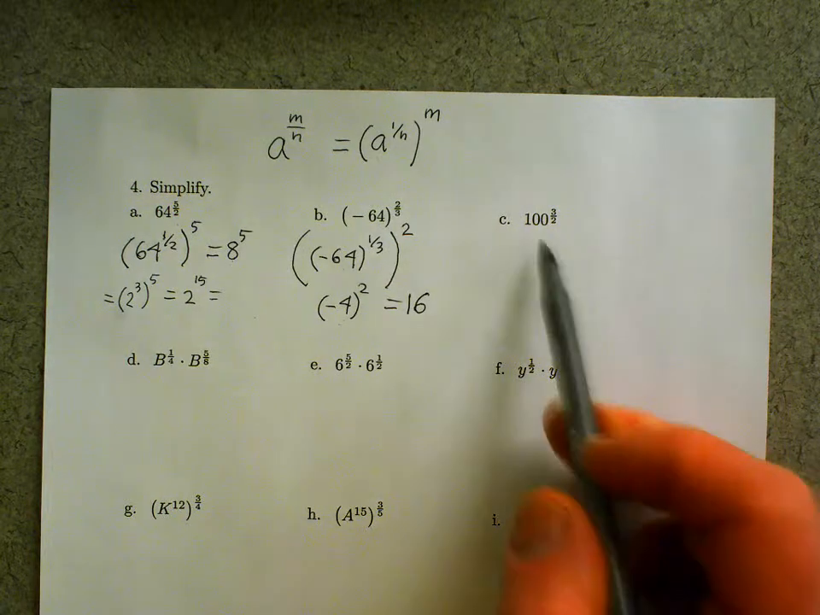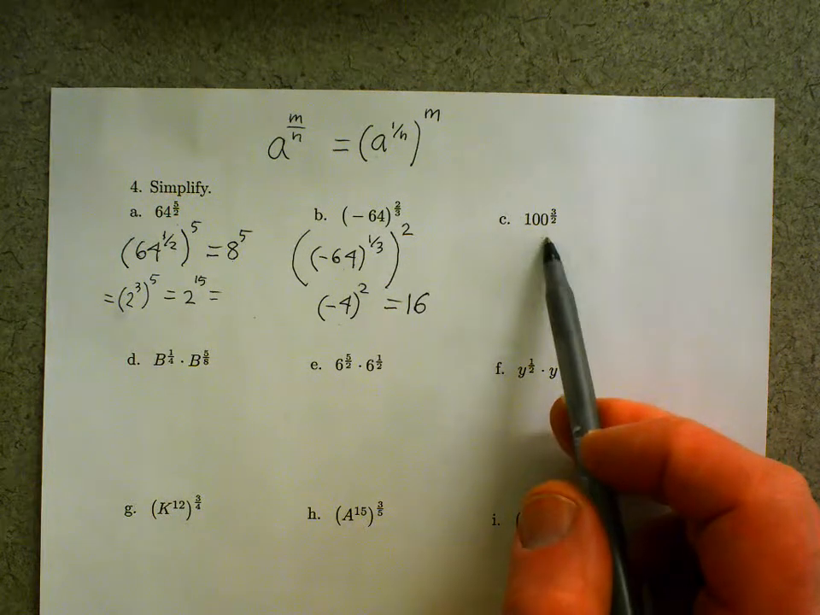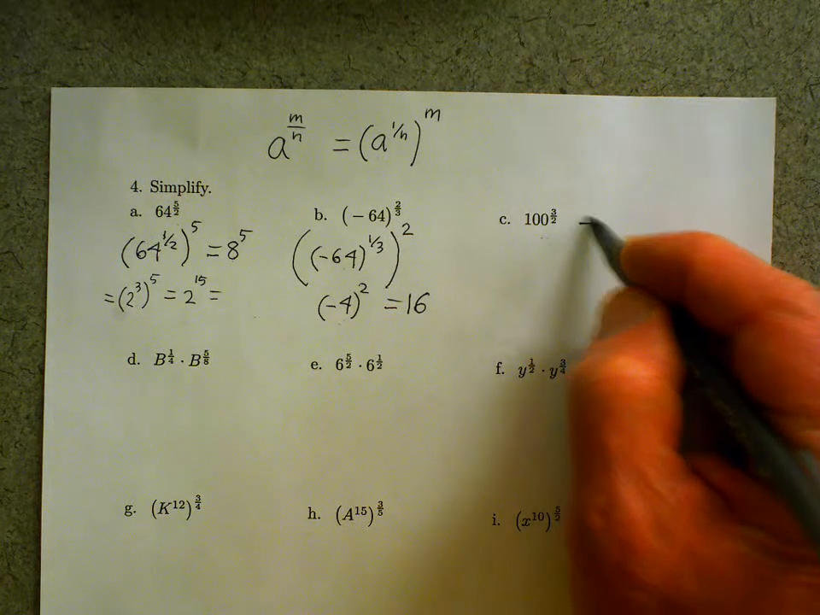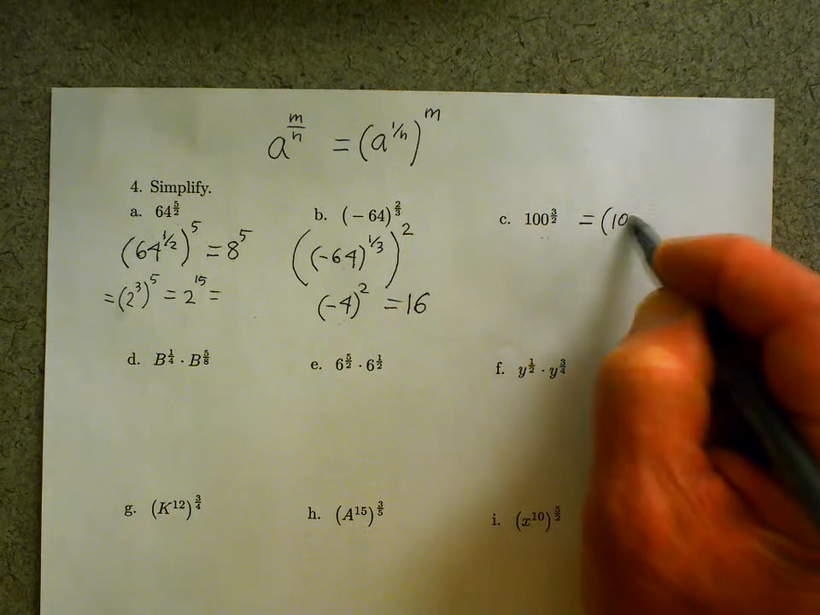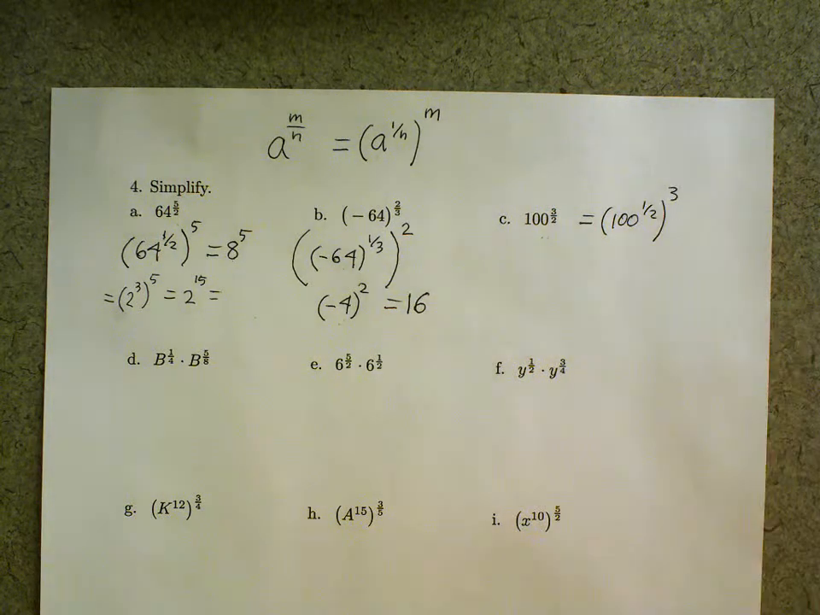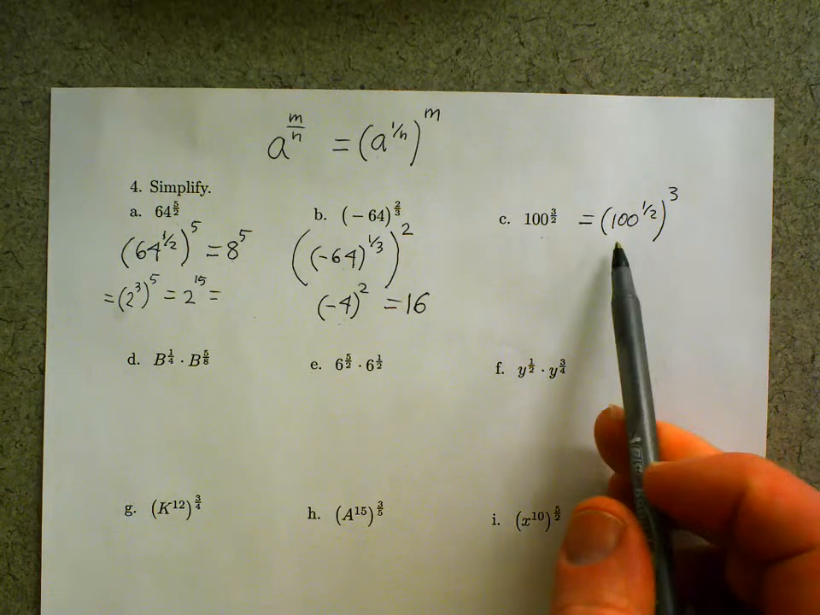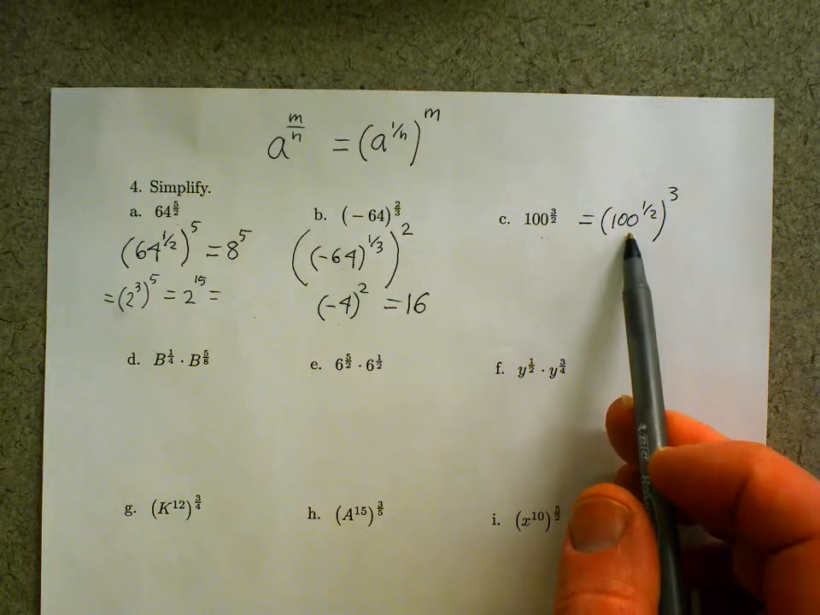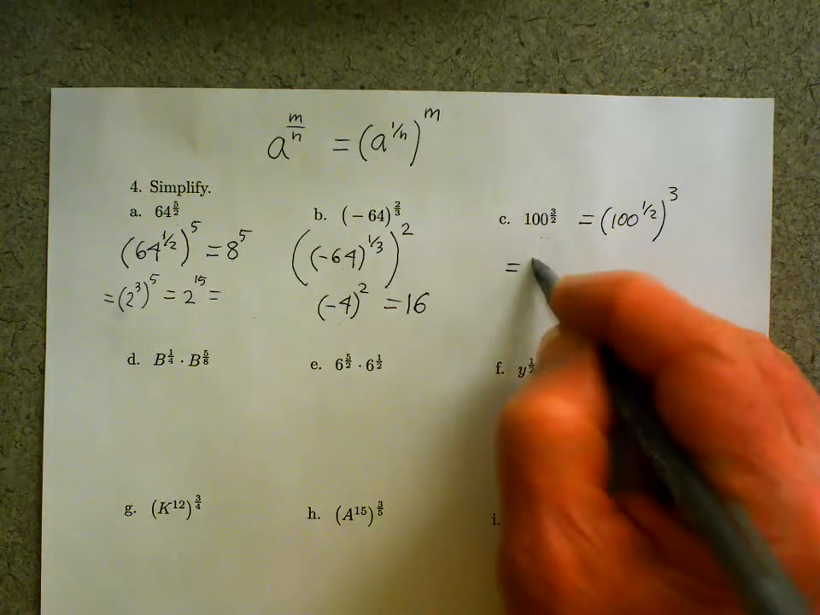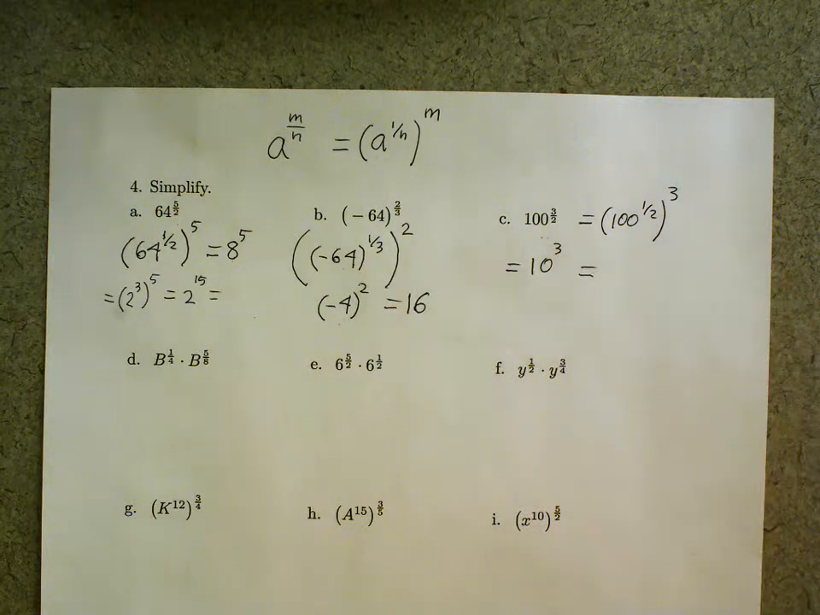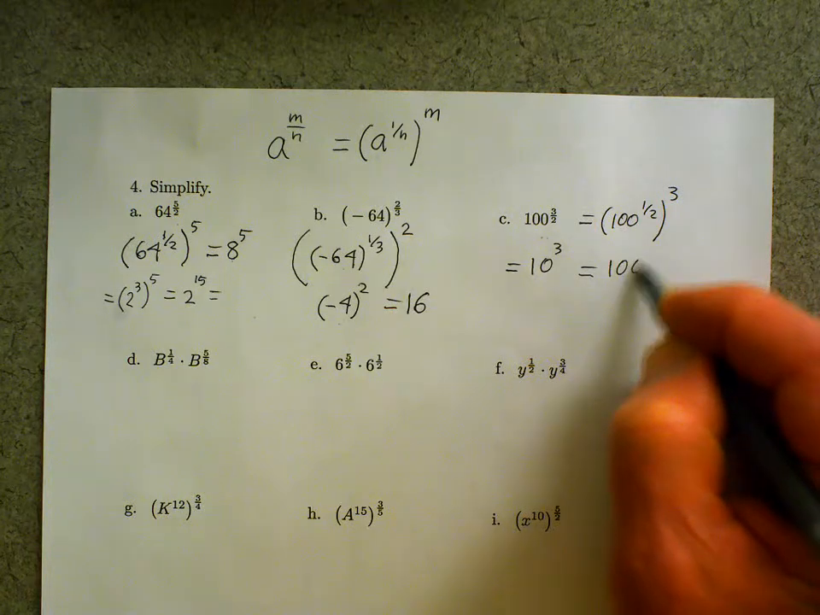Okay, the next one, 100 to the 3/2. Rewrite this as 100 to the 1/2 to the 3rd. 100 to the 1/2 is the square root of 100, which is 10. So we get 10 to the 3rd. 10 to the 3rd, 10 times 10 times 10 is 1,000.